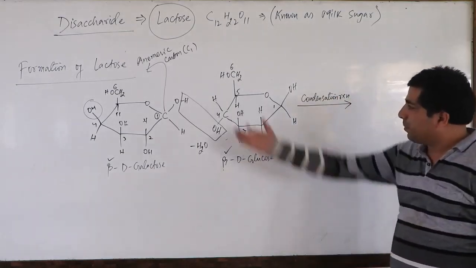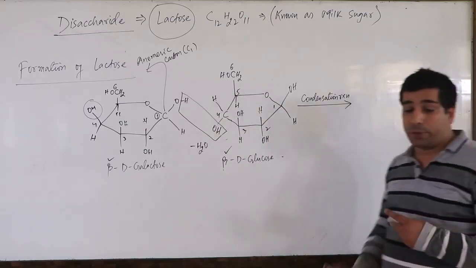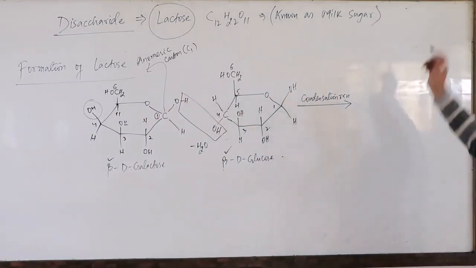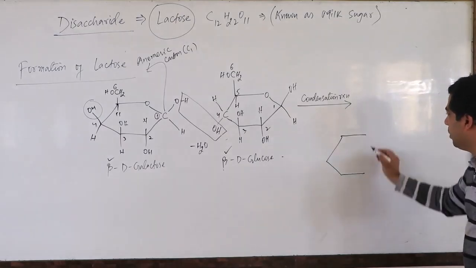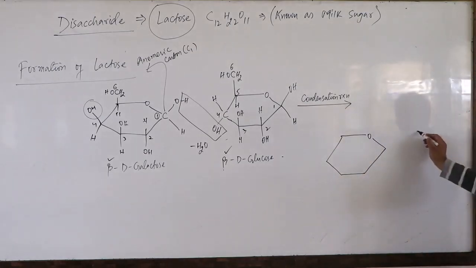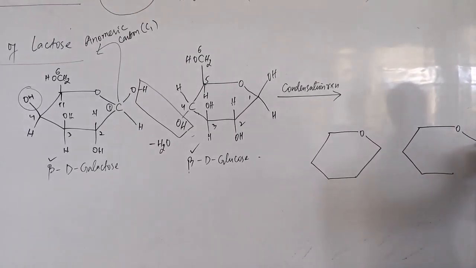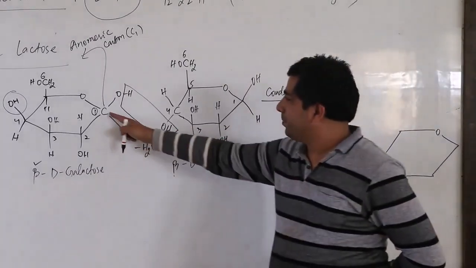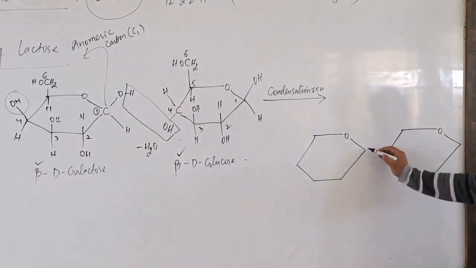Now let me draw this particular structure here, because it will be the formation of lactose here, correct? So let me draw the structure of lactose. Can you please focus right out here? So these are the two molecules. Here only we have to see the interaction. This is carbon number 1 interacting with carbon number 4. So it will be like this.